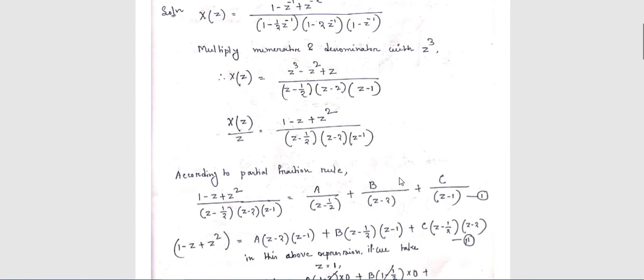Now according to the partial fraction rule, what happens? This expression can be written as A by the first part plus B by the second part plus C by the third part. That means if you have three factors in the denominator part, then according to the partial fraction method you can write this expression as A by the first factor plus B by the second factor plus C by the third factor.